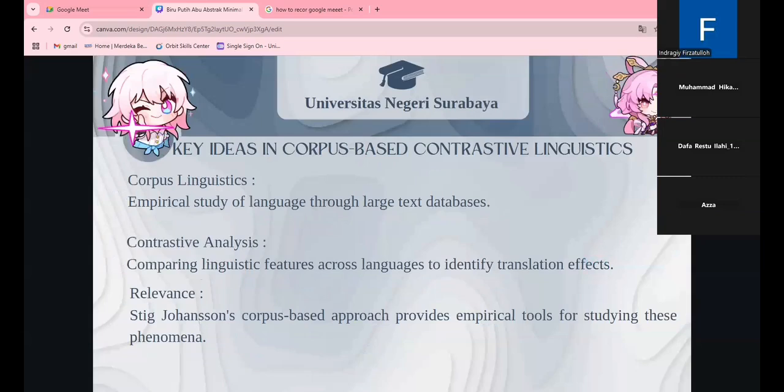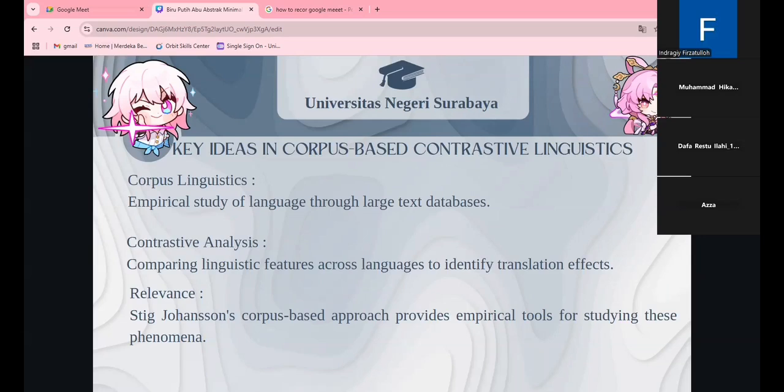Let's delve into some of the key ideas behind corpus-based contrastive linguistics. Corpus linguistics involves the empirical study of language through large databases of real-world text. Contrastive analysis builds on this by comparing linguistic features across languages to uncover patterns and translation effects.